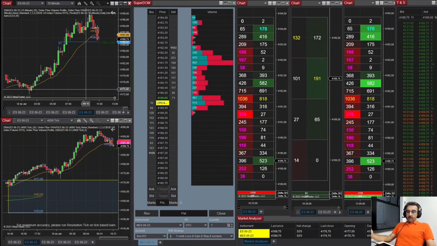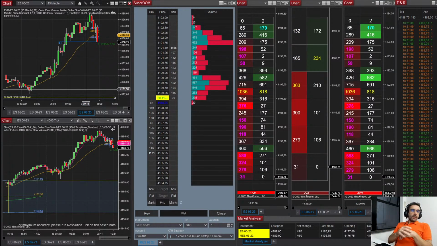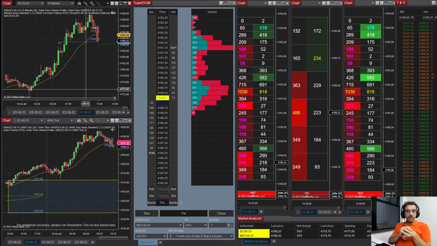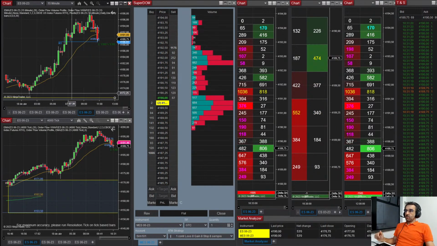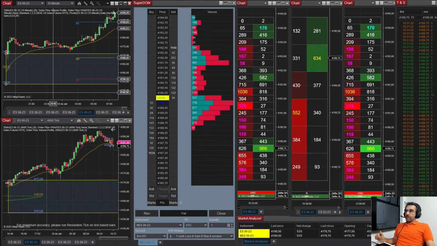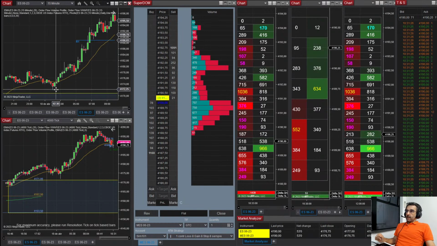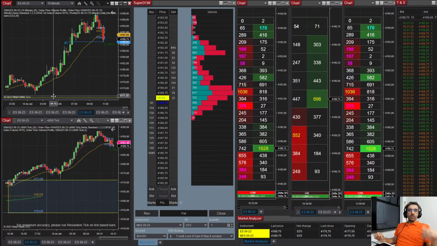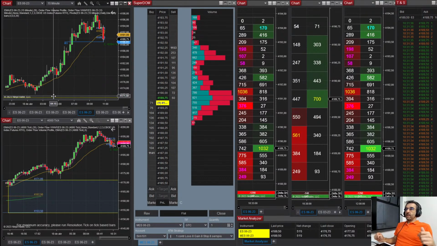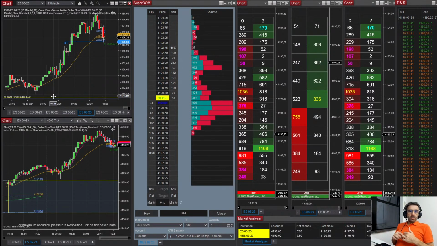And obviously the 4200 is a psychological barrier. These round numbers usually play an interesting role. In the case we keep moving upwards, it's important to see what's going to happen. Anyway, we should watch out because it's not unusual to see this overnight excitement. Many times during the regular session, we see a retracement of the overnight gains. So it's important to watch out.